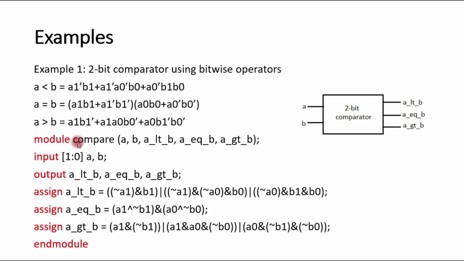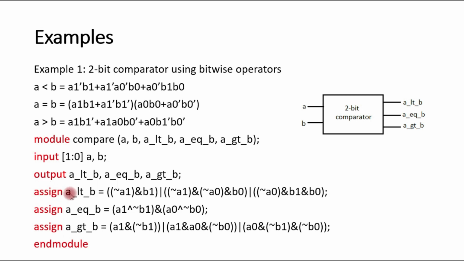Module, then the module name we have taken here: compare, with inputs A, B and outputs A less than B, A equal B, A greater than B. Here the inputs are 2-bit numbers, so we are mentioning a vector [1:0] for A and B. It means A and B are 2-bit numbers. The outputs A less than B, A equal B, A greater than B are 1-bit numbers. And here we are using assign statements.